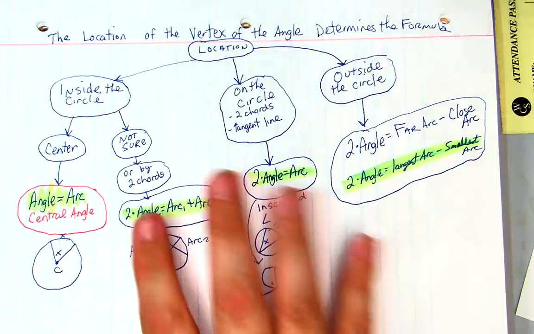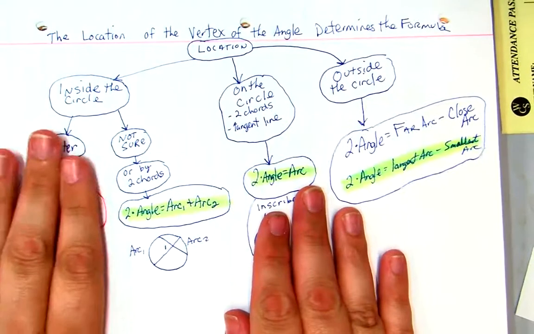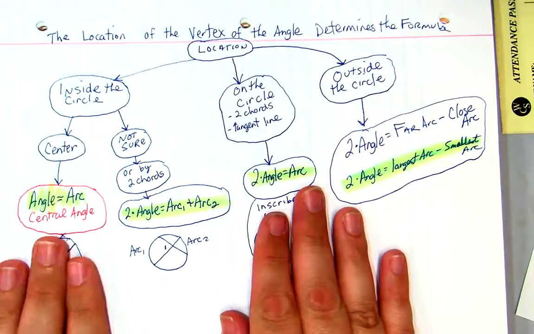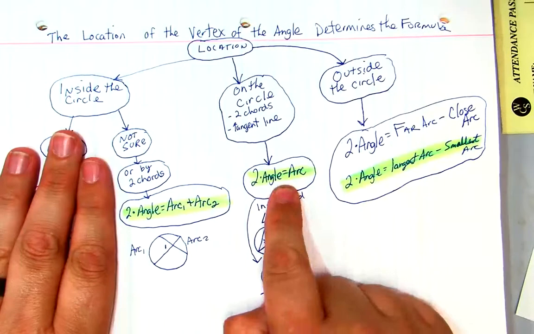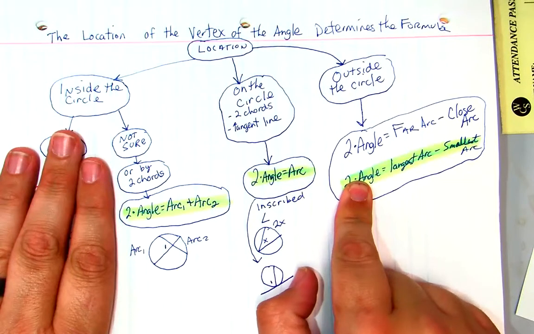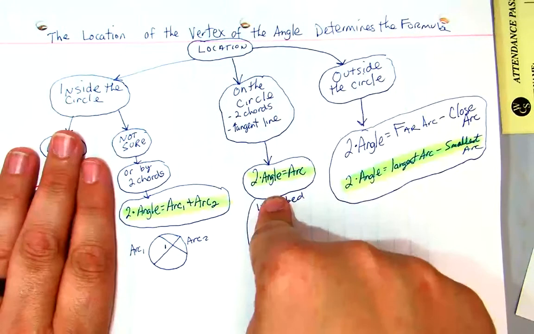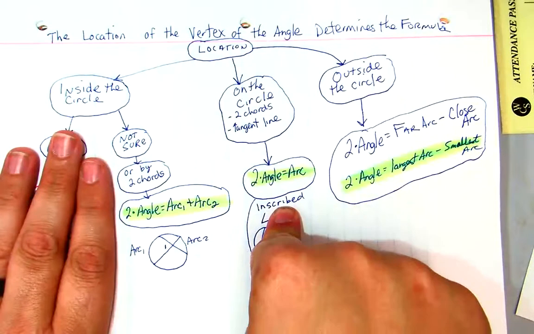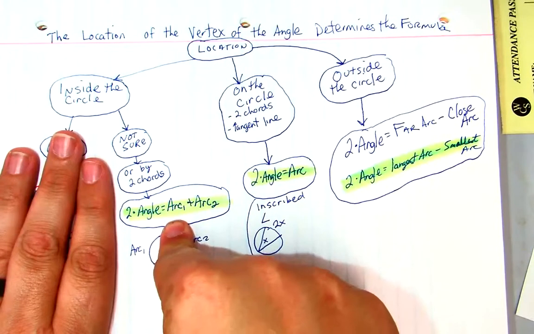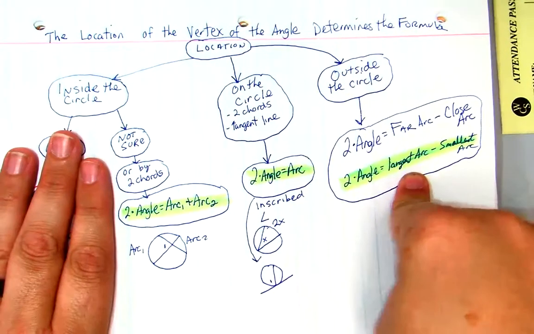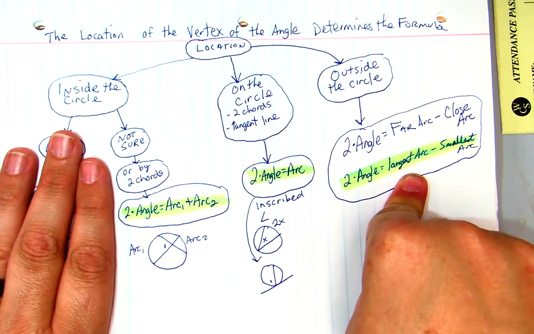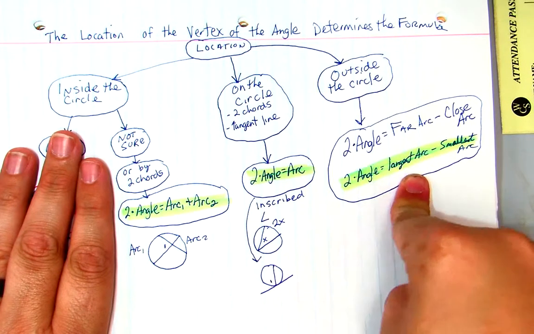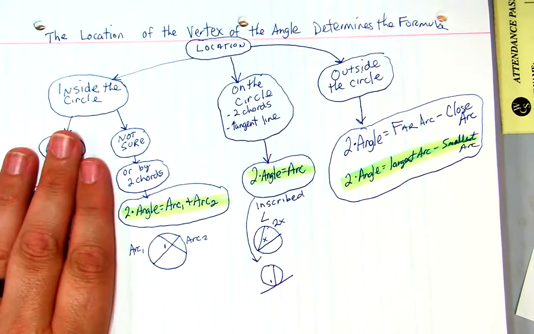So outside of the central angle here, where the angle is equal to the arc, everything is 2 times the angle. If it's on the circle, it's equal to the arc. If it's inside, you add the 2 arcs that are created. If it's outside, you subtract. So all those are the same formulas.